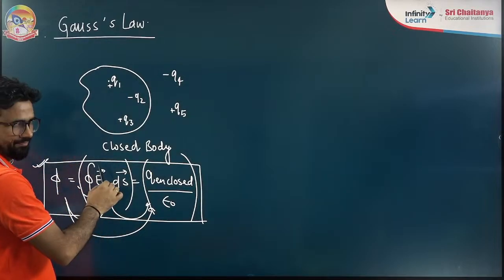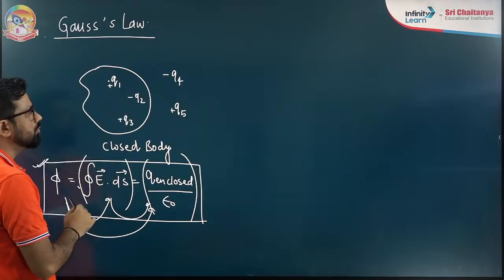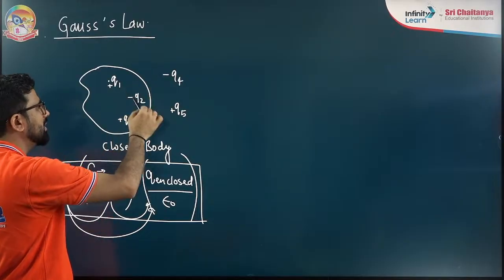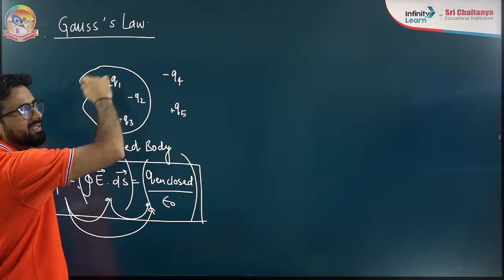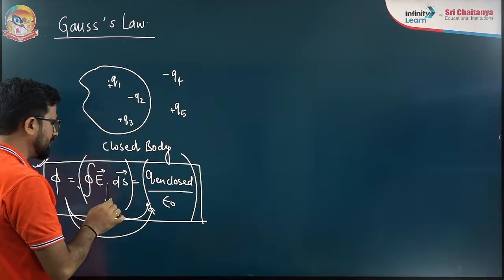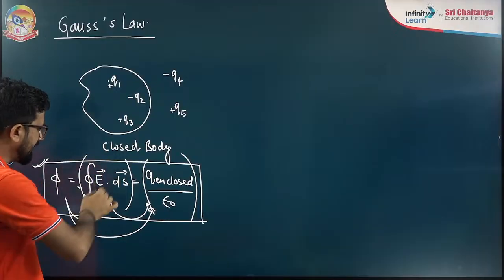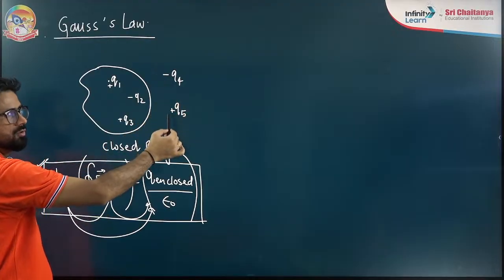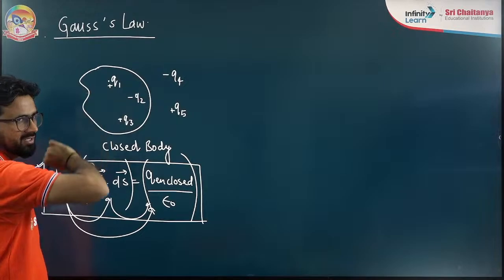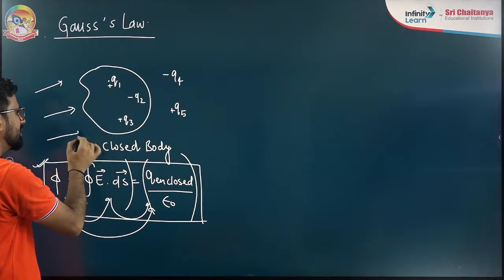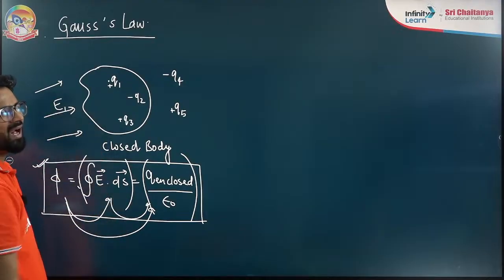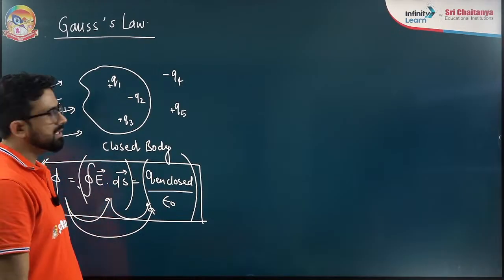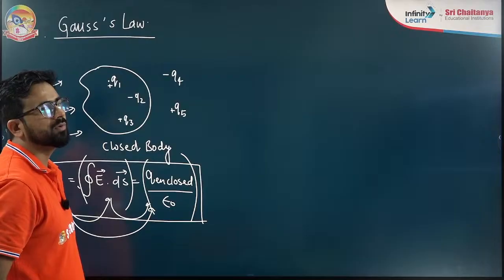This left side field is not due to only enclosed charges. It is due to all the charges, meaning q1, q2, q3, q4, q5 or any other field that is present. It is a net field due to q1, minus q2, q3, minus q4, q5, or any other field existing here. Suppose any field is existing, suppose this is E1, this is a net field. But on the right hand side, you have to consider only the enclosed charges.